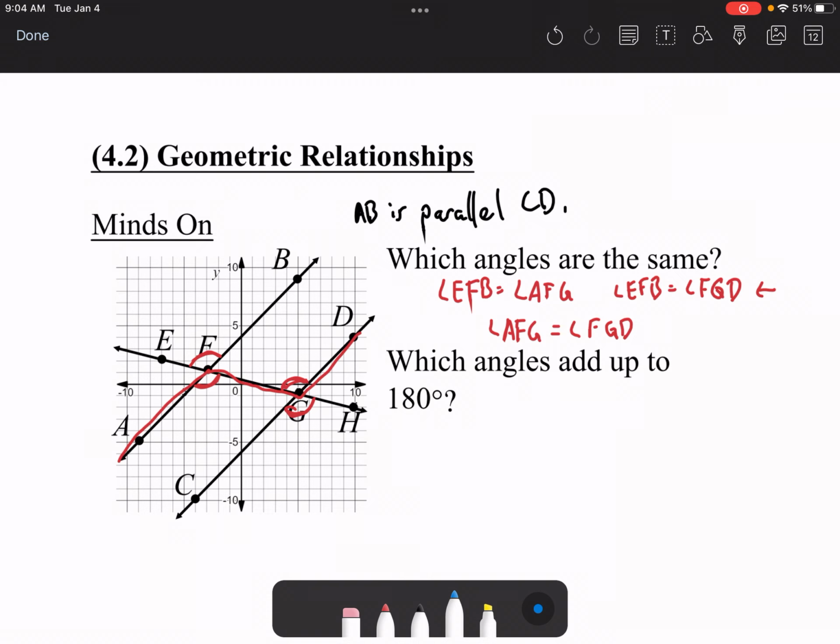Now you can also see that if you have a straight line, so I'm going to draw it in blue, all the angles that add up to a straight line equal 180 degrees. So in this case, you can notice the angle EFA plus the angle AFG is equal to 180 degrees. You can also notice that this angle right here and this angle right here are equal due to, again, opposite angles.